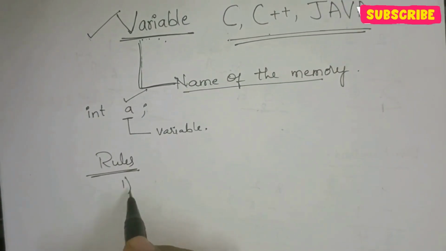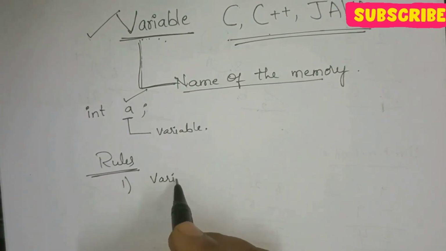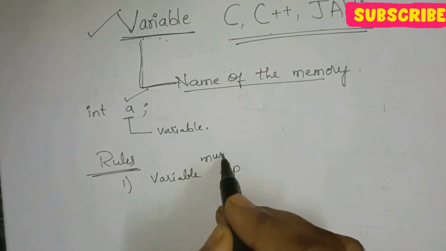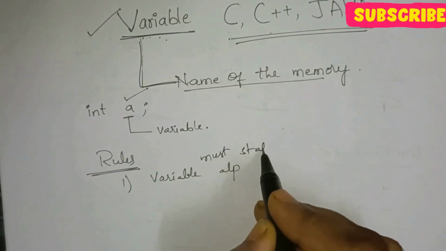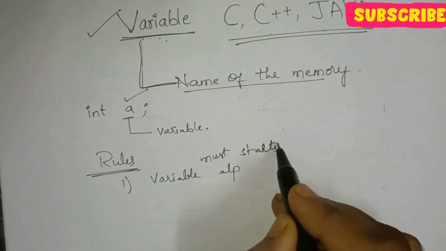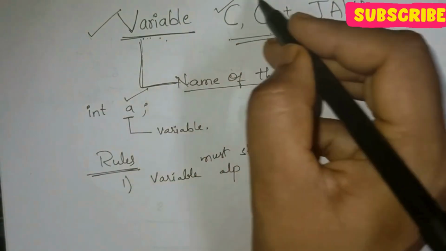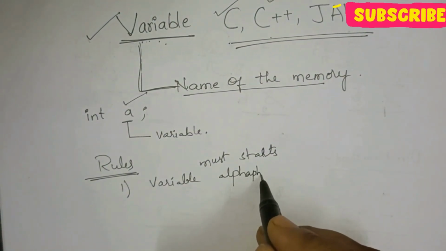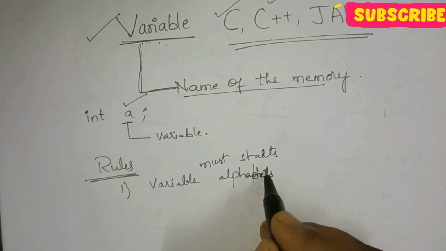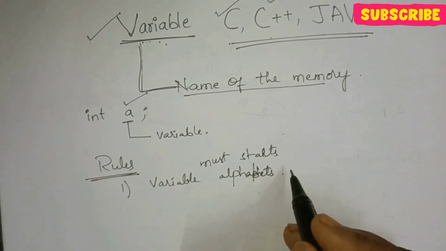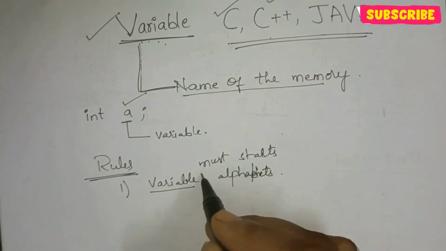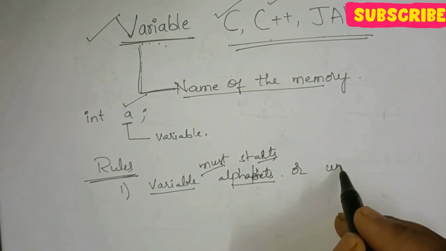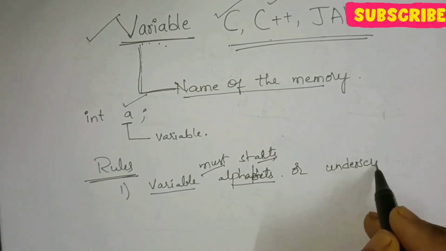The first rule: the variable must start with an alphabet or underscore. Why? Because there are some rules already constructed in the languages C, C++ and Java. We have to follow these rules, which are defined by the language developers. The variable must start with an alphabet, or we can also use the underscore symbol to start the variable.